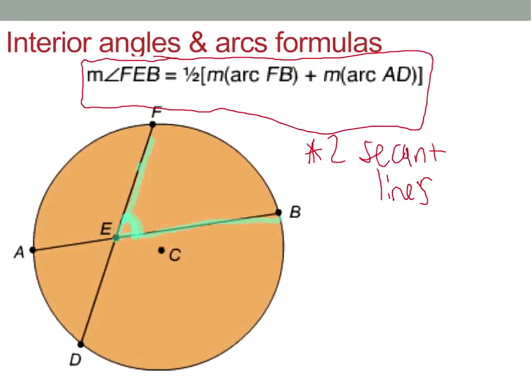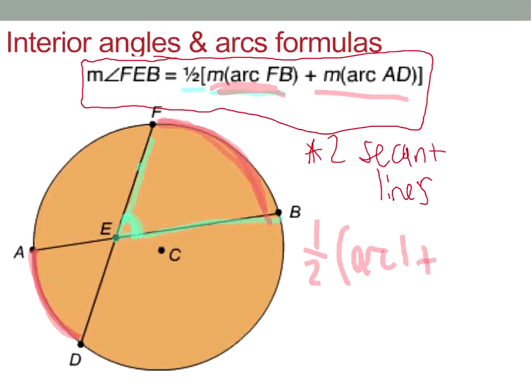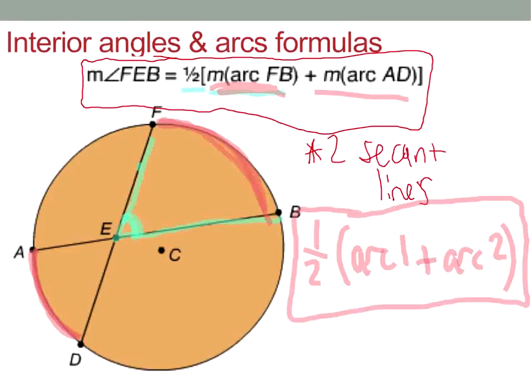How am I going to find that angle? They're giving me a formula. I'm going to do 1/2 times the measure of arc FB. Let me change colors. I'm going to do 1/2 of this arc plus 1/2 of this arc. That's going to give me that green angle. So I'm going to do 1/2 of arc 1 plus arc 2. That's really what it's saying. See how I simplified it for you? That's my formula in Miss G's terms instead of all the crazy letters that they use.